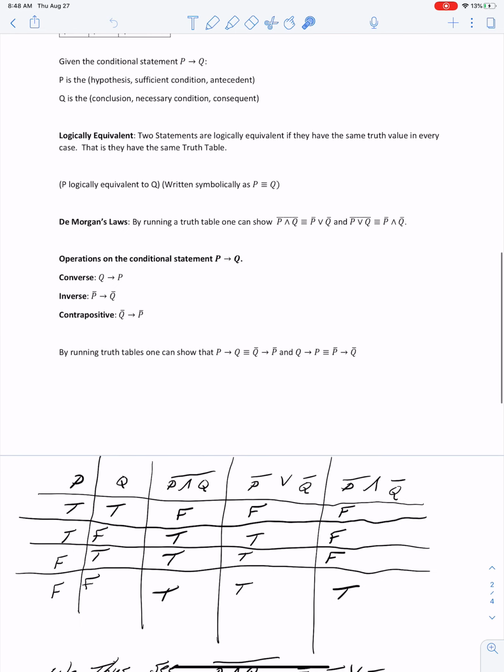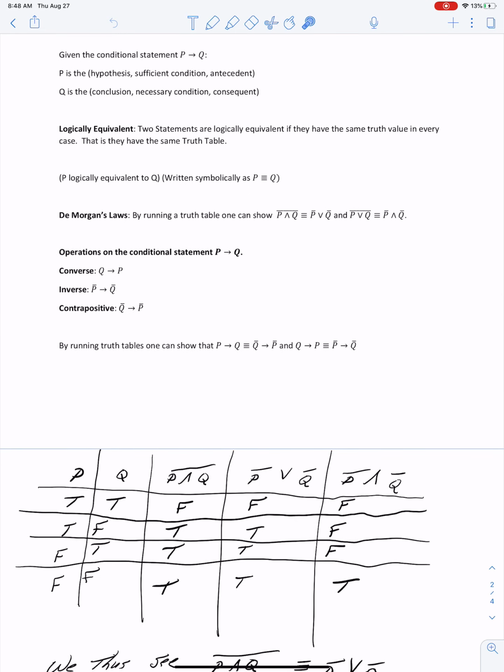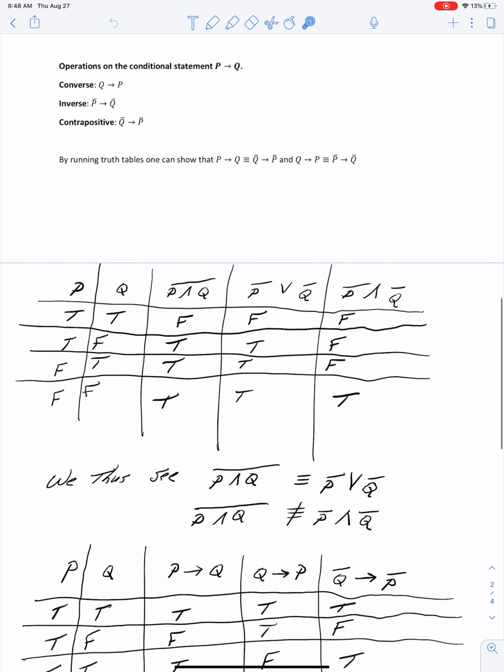And I said today we're going to look and see some of the consequences of that. And in particular, I'm going to claim that the conditional statement, P implies Q, is logically equivalent to not Q implies not P. Another way of saying it is the conditional statement is logically equivalent to the contrapositive. How do you get the contrapositive? Flip the order of the P and Q and do a negation. So let's prove that.